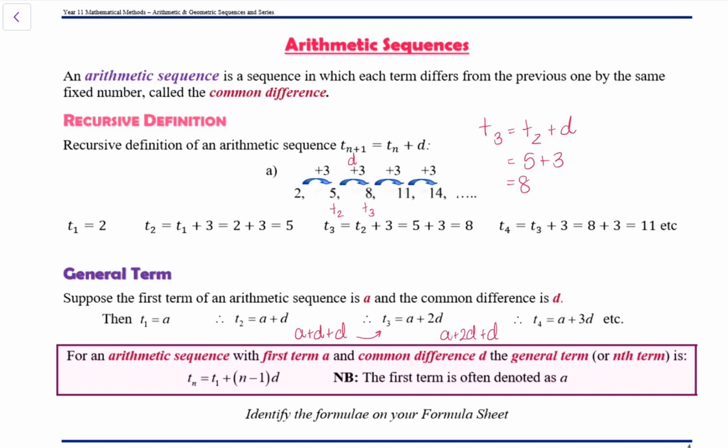Now notice there I've listed the first term as t of 1 instead of a, because that's what's given on your formula sheet. A lot of textbooks do use a for the first term though. Okay, so that's what I've put there. The first term is often denoted as a. So you can see that formula on your formula sheet.